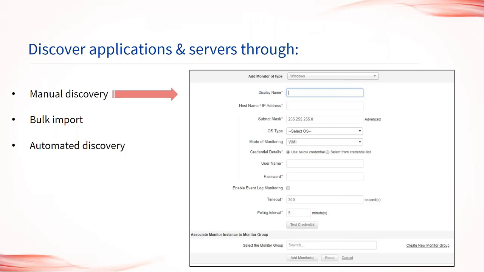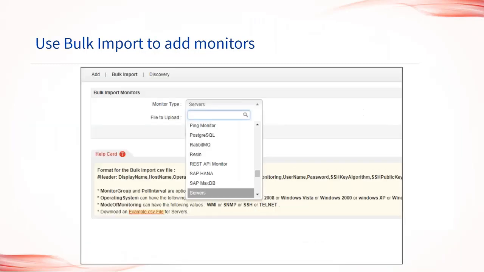Now let's say you have hundreds of Windows servers. Adding them one by one is time consuming. For this, we have bulk import, where we can add similar types of monitors. And the third option is auto discovery. We are going to see auto discovery in detail. Using bulk import, you would be able to add monitors of the same type in bulk by giving all the configuration details in a CSV file.